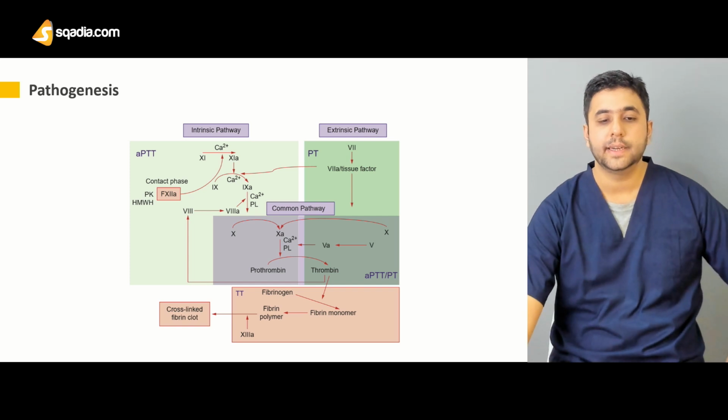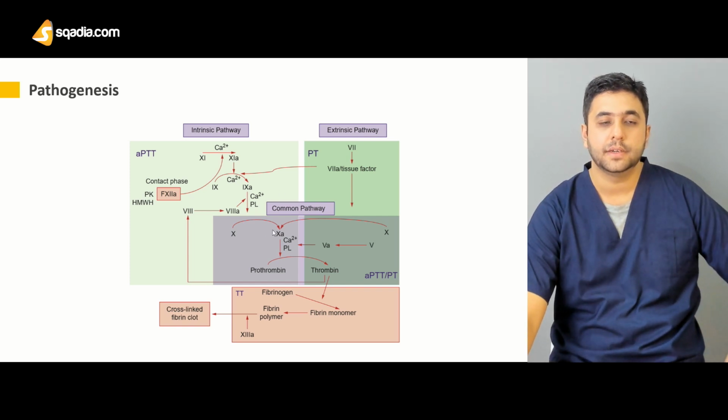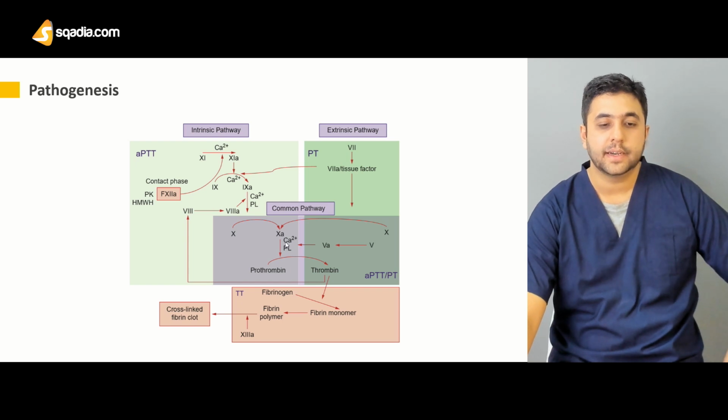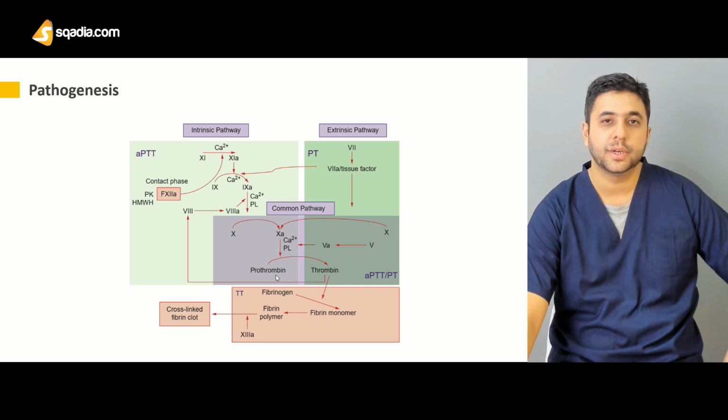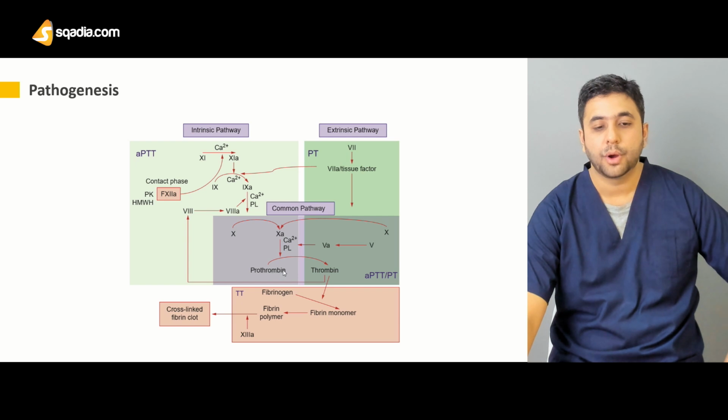So that leads to a final common pathway, factor 10A stimulation. When factor 10A is activated, with the help of calcium and factor 5A, which are its cofactors, it leads to stimulation of the prothrombin. Prothrombin is factor 2. Prothrombin is activated and converted into thrombin.